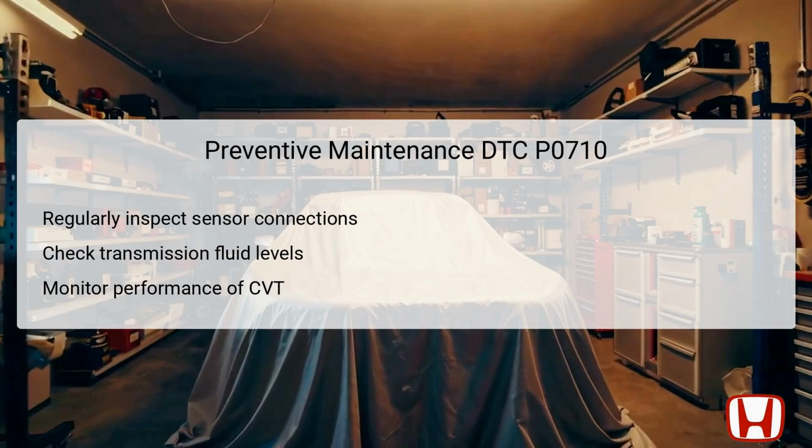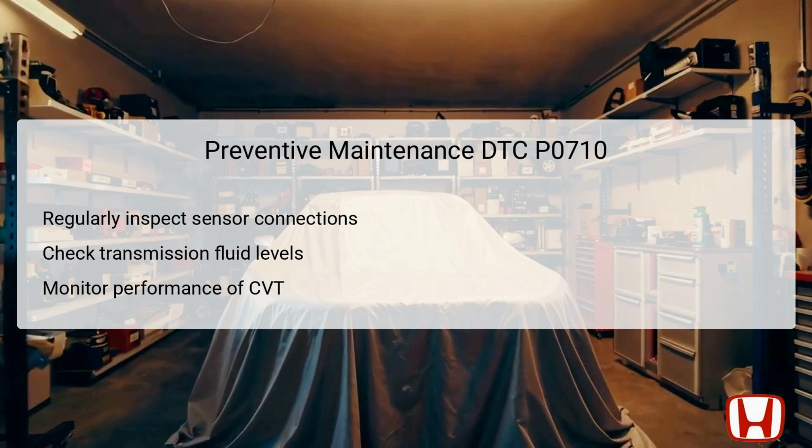Preventive maintenance plays a significant role in addressing potential issues related to DTC P0710. Regular inspection of sensor connections and electrical wiring can preemptively catch any wear, corrosion, or damage that might lead to future faults. It's also essential to check the transmission fluid levels regularly, since low fluid can directly impact sensor operation and the overall performance of the CVT.